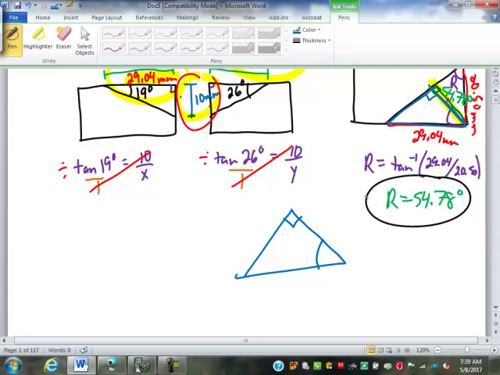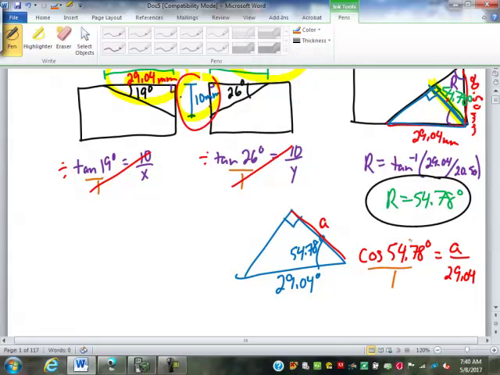I know that this angle here is the same as the one we found up here, the 54.78. And this side here we found to be 29.04. So that means this side is the one we're looking for, the adjacent side to our angle, and we have the hypotenuse, so we're dealing with a cosine. Cosine of 54.78 degrees is going to be that dimension, I'll call it A, over 29.04. So we make that over 1, or cross multiply and divide.